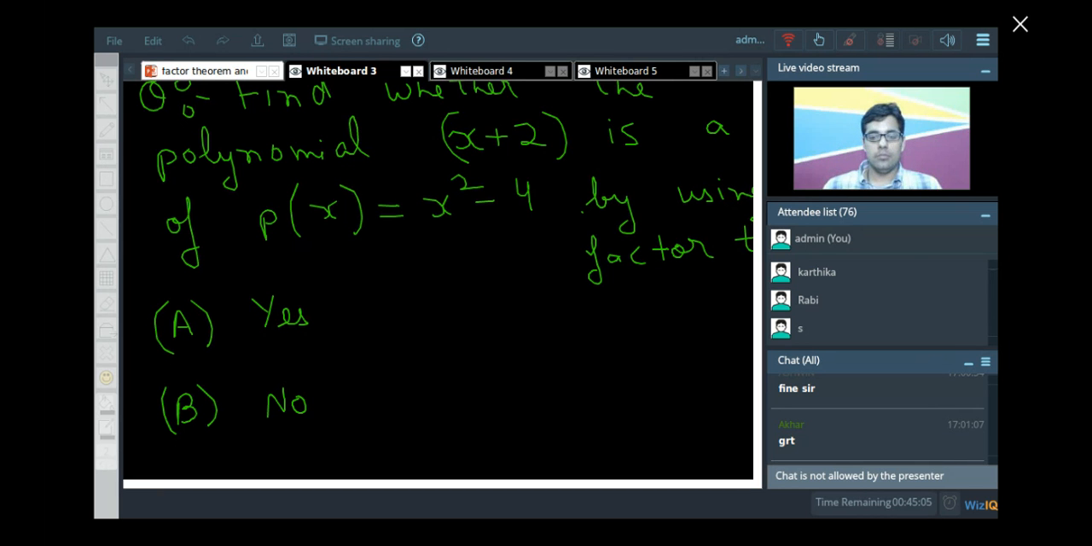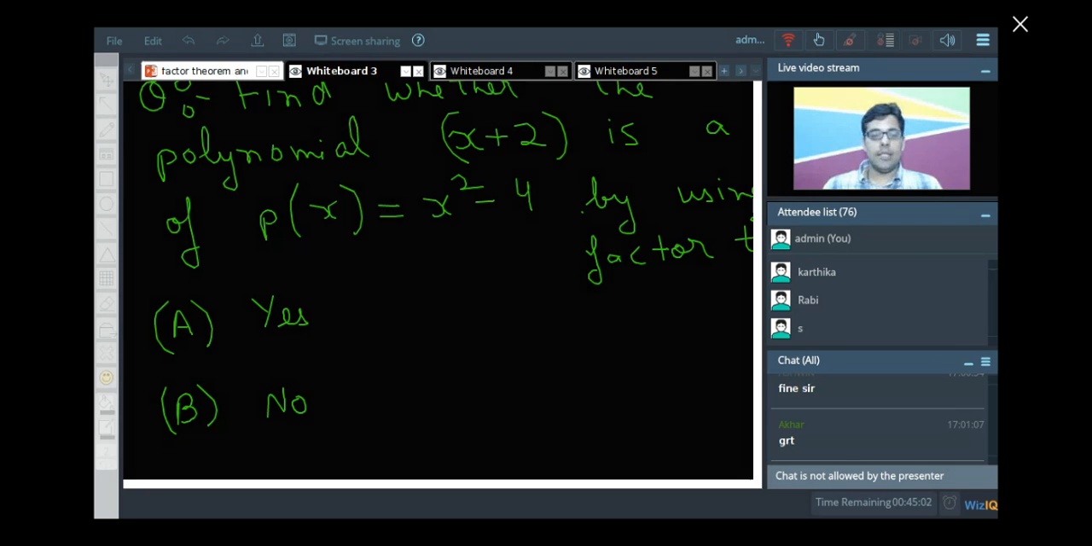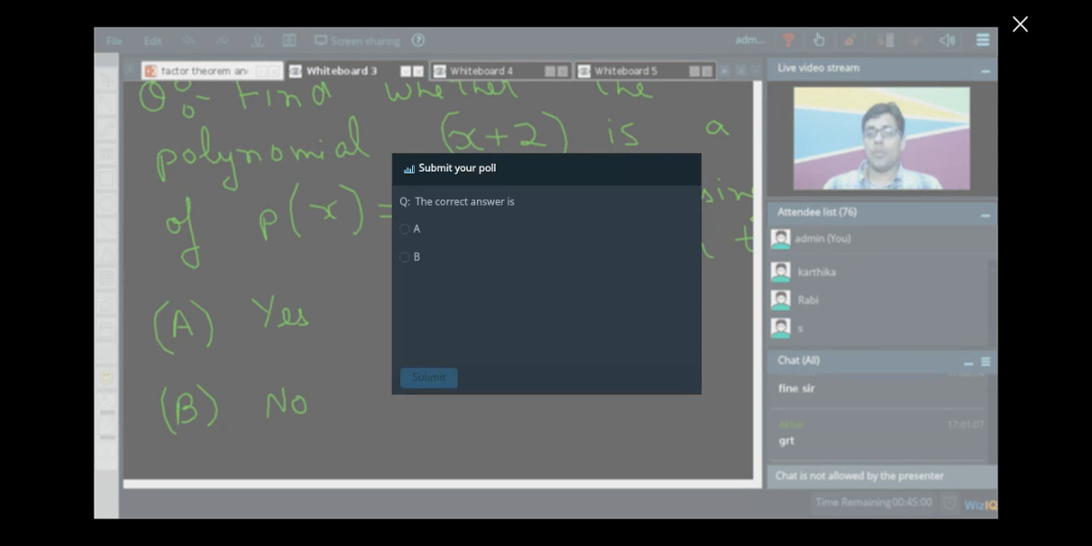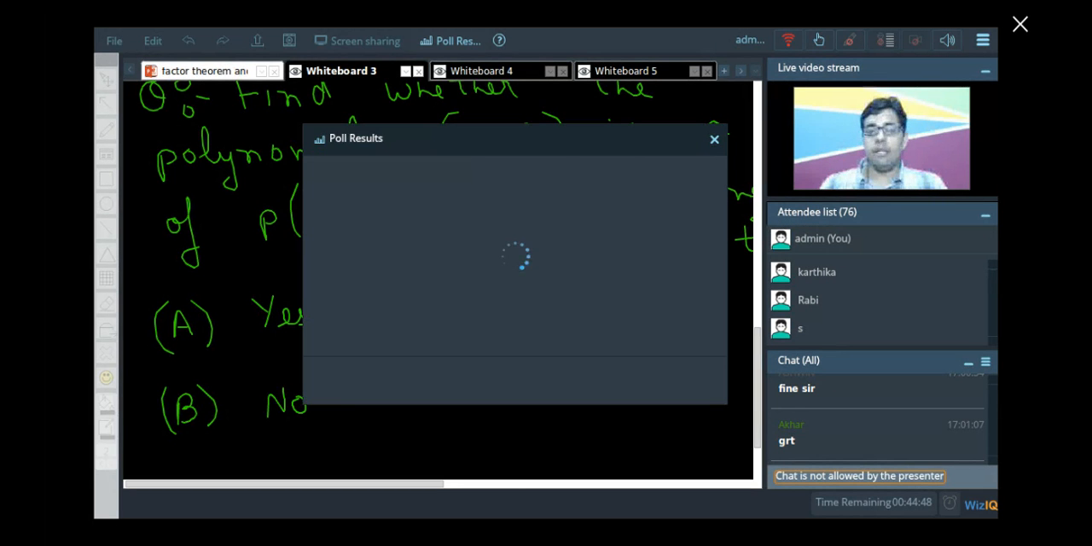Yes, the correct answer is option A or option B? I think you have just calculated this or done this on your notebooks. Very quick answers we are getting here. Is it yes or no? Results are now shared with you.